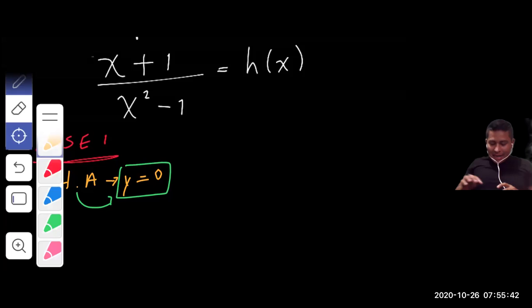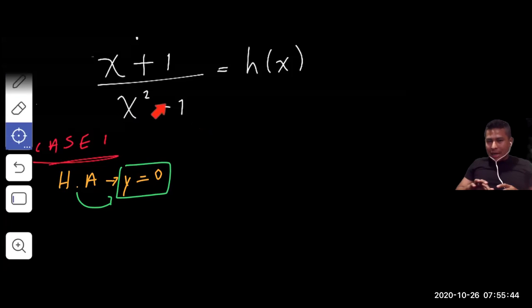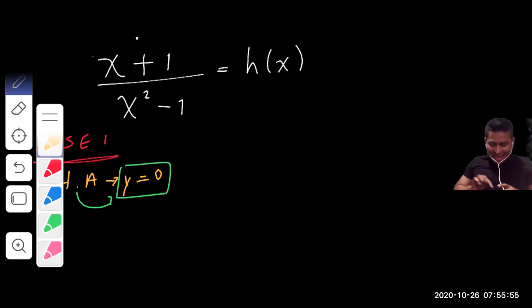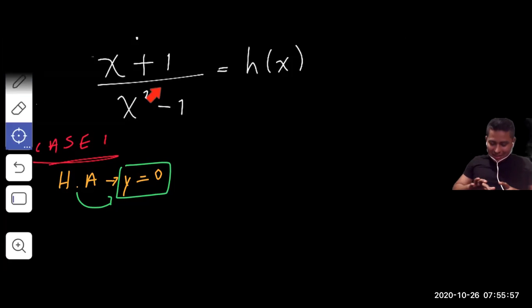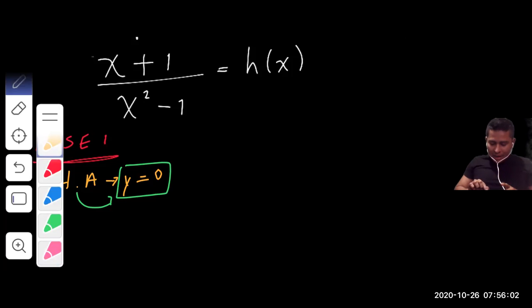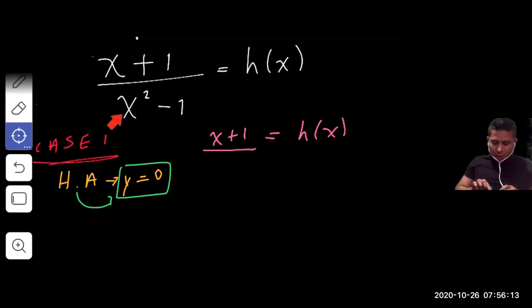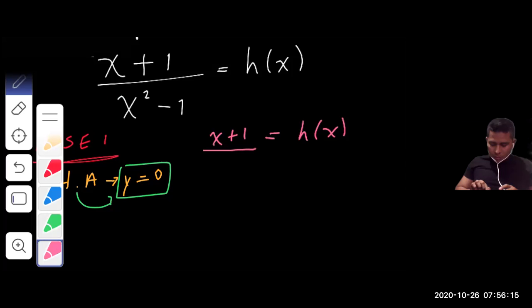We can find a vertical asymptote by setting the denominator equal to 0. But let's see here. Can we factor? We can do x plus 1 and x minus 1. Let's try to simplify this and see if we can cancel something. Let us recopy all of that: this is the function h of x, x plus 1 over x plus 1 times x minus 1.